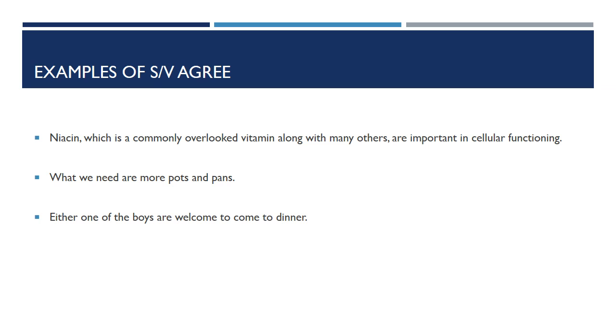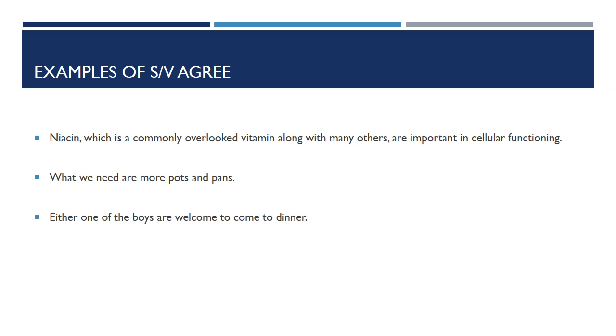This is a good example of subject-verb agreement. All along the highway were vacant new office buildings. Office buildings is your noun, so office buildings were vacant all along the highway. And again, that's an example of subject-verb agreement. They oftentimes do that on one of the other PSAT practices. They gave this sentence: niacin, which is a commonly overlooked vitamin, along with many others, are important in cellular functioning. The subject of your sentence is niacin, so niacin is important in cellular functioning.